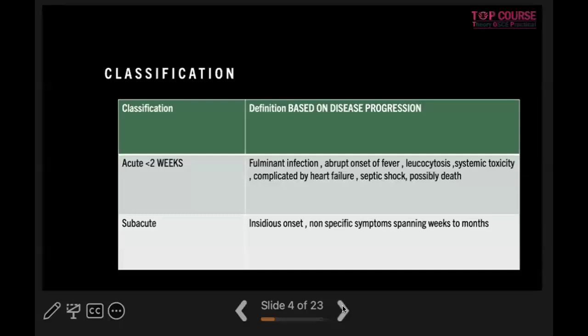This is one way of classifying infective endocarditis based on the duration. Acute infective endocarditis is one where the clinical manifestations are seen in less than 2 weeks, where the patient can have fulminant infection, abrupt onset of fever, leukocytosis, systemic toxicity, complicated heart failure, septic shock, and possibly death. But subacute ones happen over more than 2 weeks, where it is insidious in onset with non-specific symptoms spanning weeks to months.